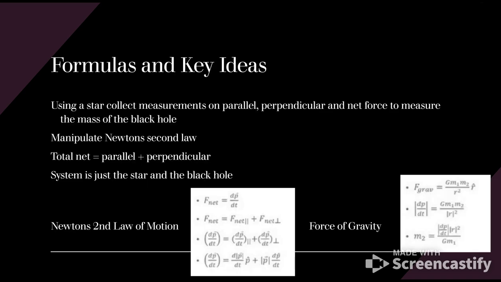Formulas and key ideas. Using the star, I'm going to collect measurements on the parallel and perpendicular and the net force to measure the mass of the black hole. And how I'm going to do that is I'm going to manipulate the second law. So the net force is equal to the parallel force plus the perpendicular force, and the system is just a star and the black hole. And these are the formulas I'm going to use.